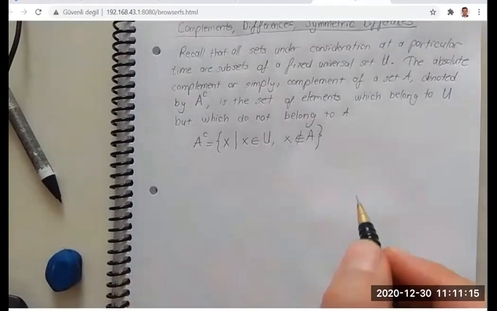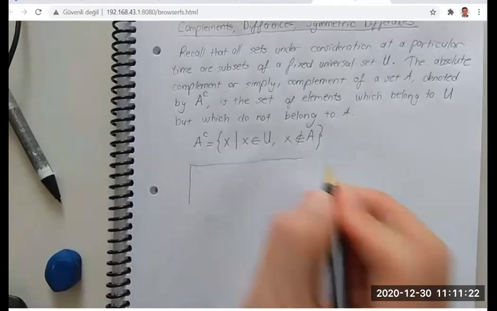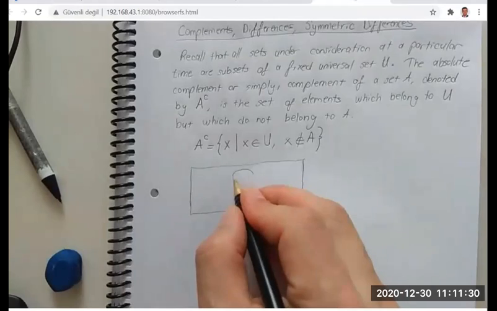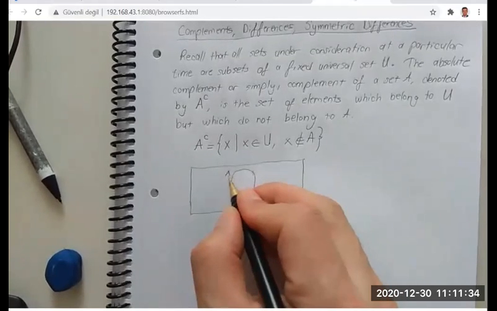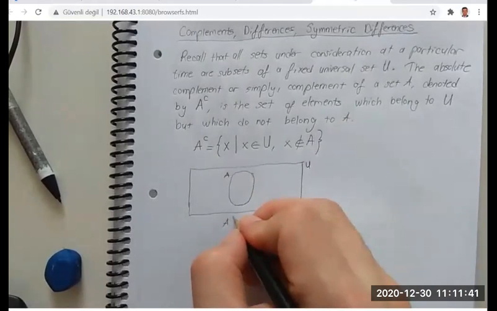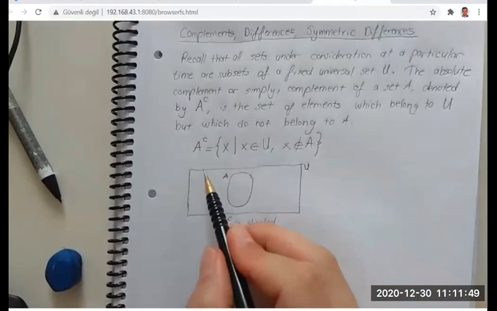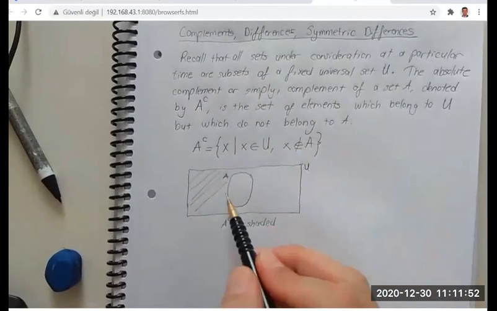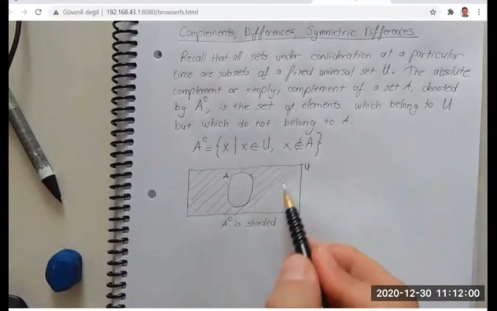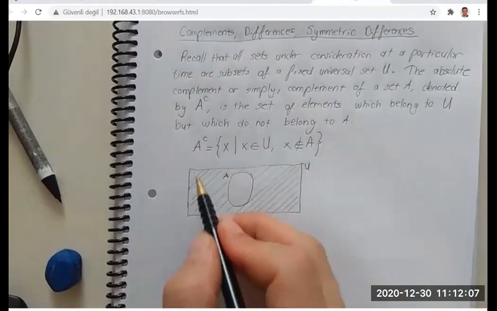If you want to show that as a Venn diagram, let's say there is a universal set, and inside of that set is a set A. If you are looking for A complement, it is shaded outside of set A. If there is any element there, you will say this is the complement side of the set A.